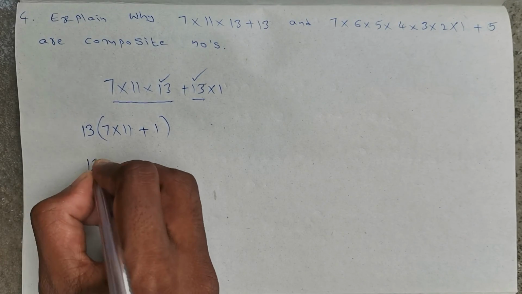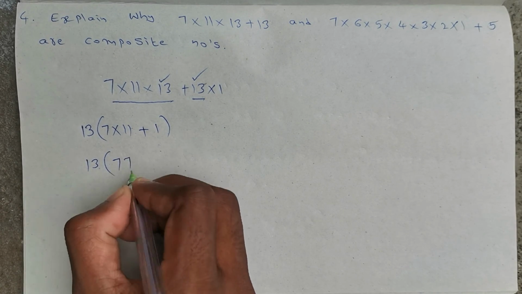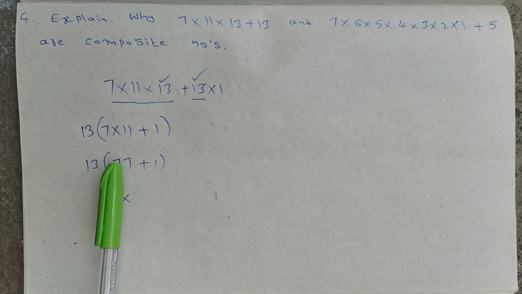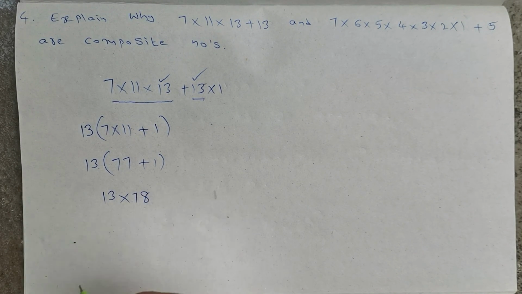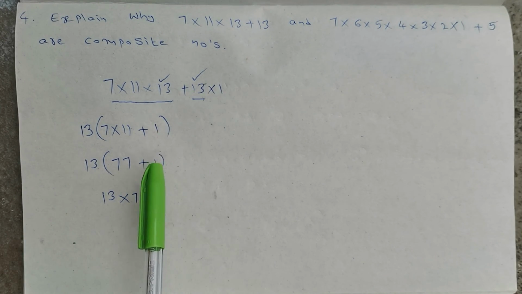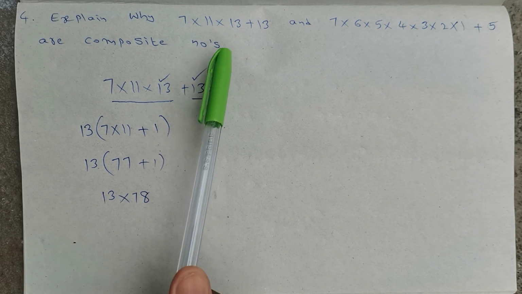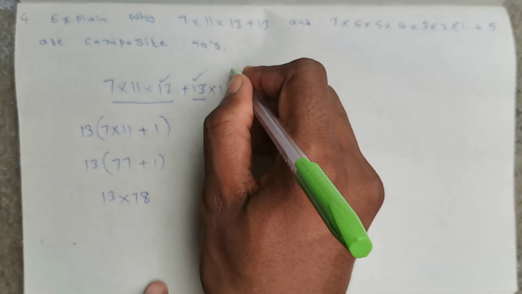So now if we look, 13 into 7 11s are 77, plus 1. So 13 into 77 plus 1, 78. The given number can be written as a product of two numbers. So it is a composite number.